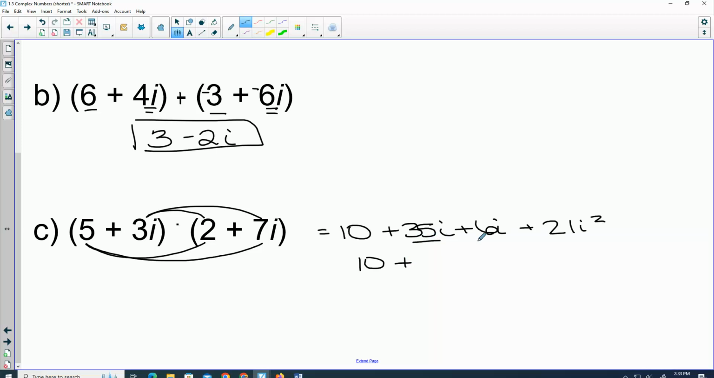Combine like terms, 35i plus 6i. What is 21i squared? Then add like terms, remember a plus bi, so 10 plus negative 21 is negative 11 plus 41i.